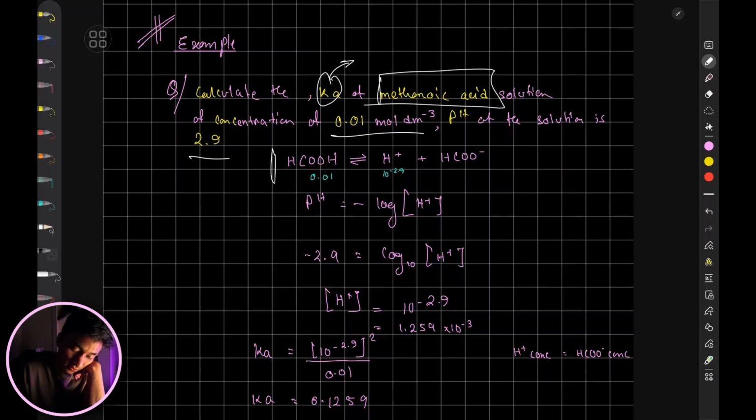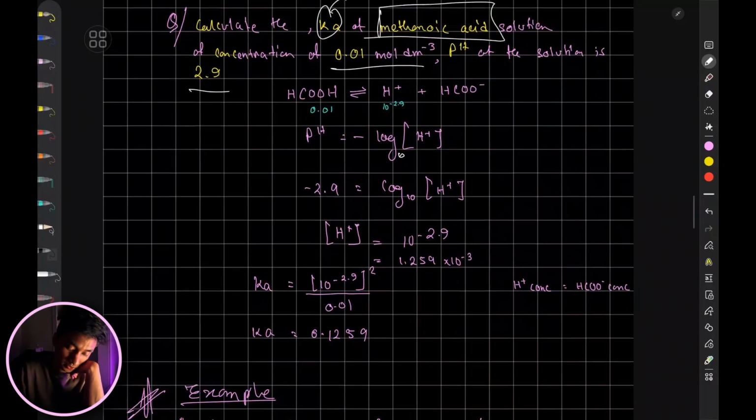Great. So the first thing you always do is write the equation. HCOOH will break down, forming H plus ions and HCOO minus ions. So the pH of this is going to be, of course, minus log base 10 of H plus concentration. What we first want to find out is the H plus concentration, because the pH is already given to us. If you want to find the Ka, what do we need? What is the end objective? Ka, right? For the Ka, I need the H plus concentration.